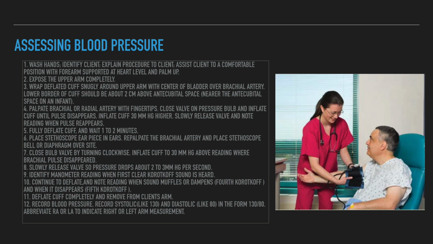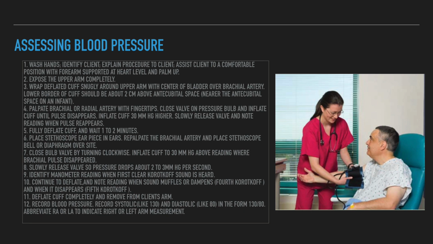Note: some researchers state that this two-step method may result in significantly lower diastolic readings, requires more time, and may cause the client longer periods of stress. It is most important to use the two-step method during the initial screening to detect the presence of an auscultatory gap. 5. Fully deflate cuff, and wait 1 to 2 minutes. Rationale: a waiting period prevents falsely high readings by allowing blood trapped in the vein to be recirculated.